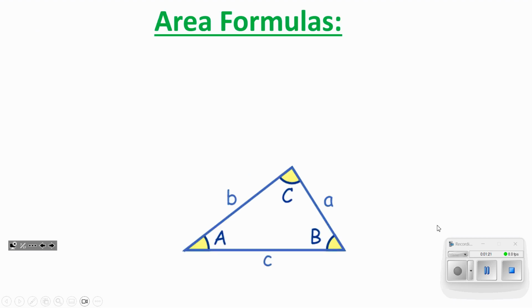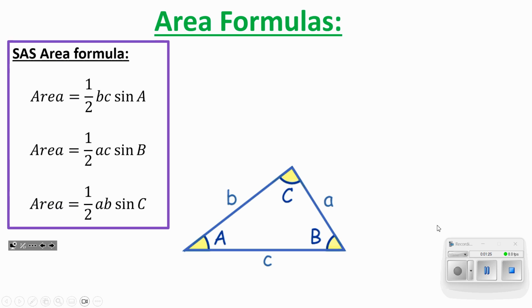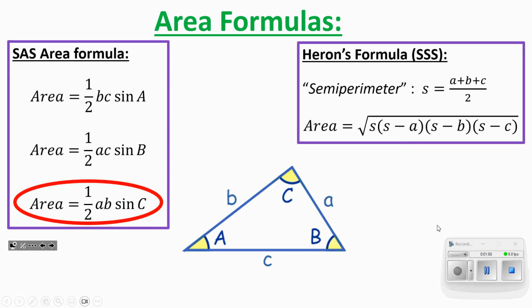And here it is. Area formula number 1 is the side angle side area formula. Notice there's 3 setups. Don't write all of them down. Just write this third one down. The area is 1/2 ab sine C. And Heron's formula is this. Take a minute to jot it down, then I'll explain what we do with it.